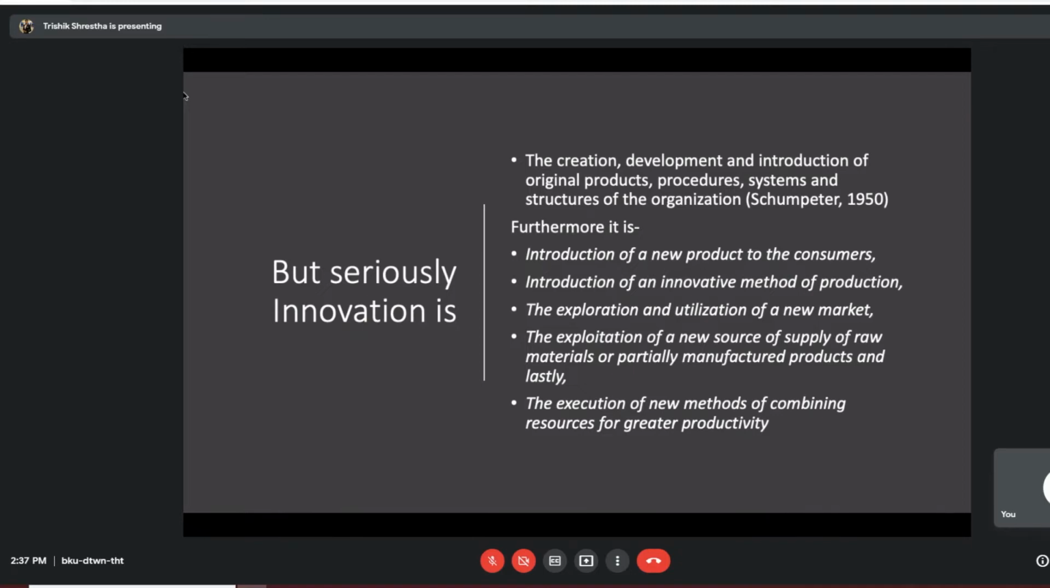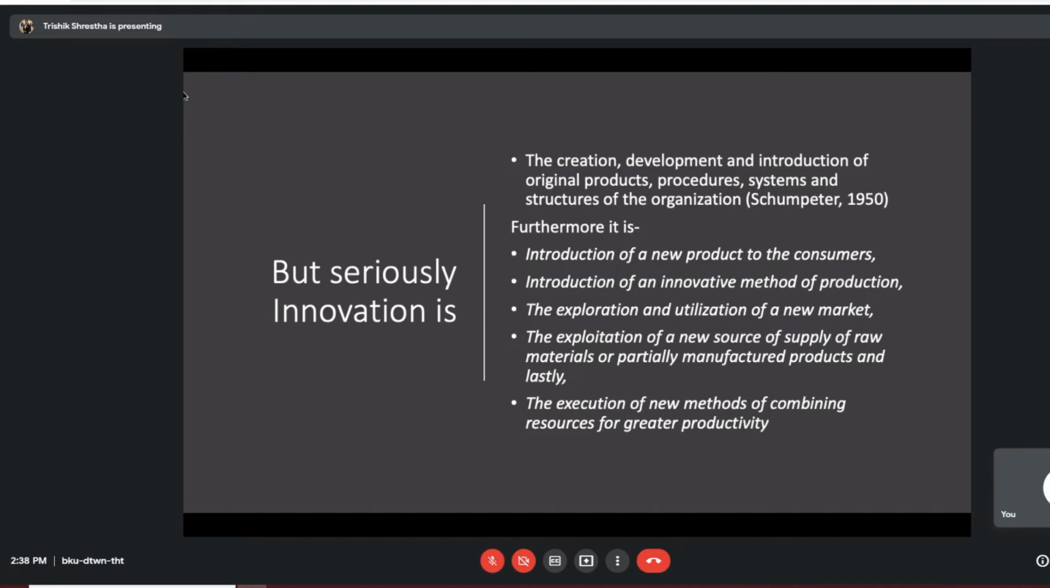So the definition that I'm going with here is by Schumpeter in 1950. I've used this definition because it is one of the most wholesome definitions of innovation out there. So it goes: innovation is the creation, development, and introduction of original products, procedures, systems, and structures of the organization. So do you get what this means?